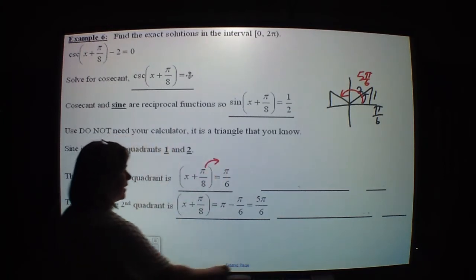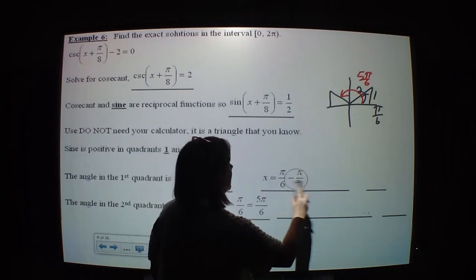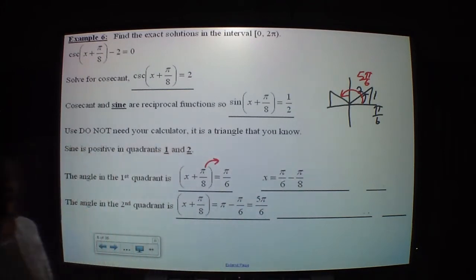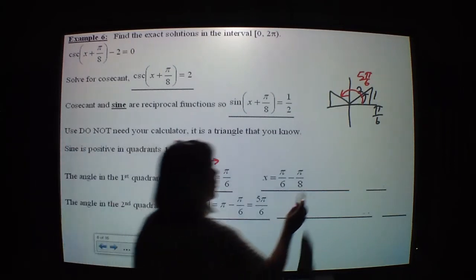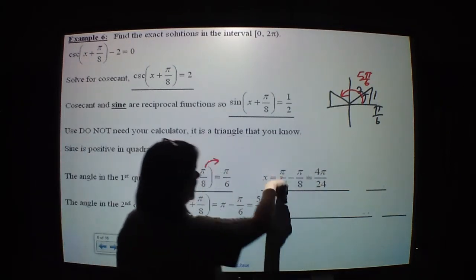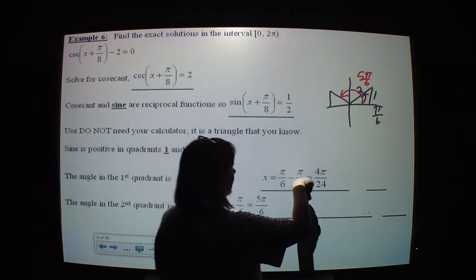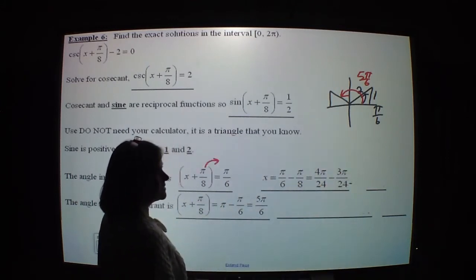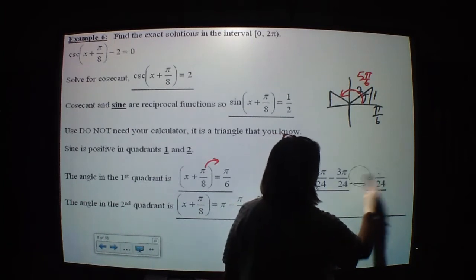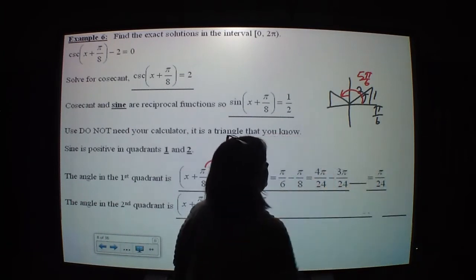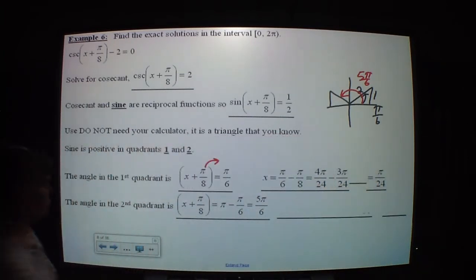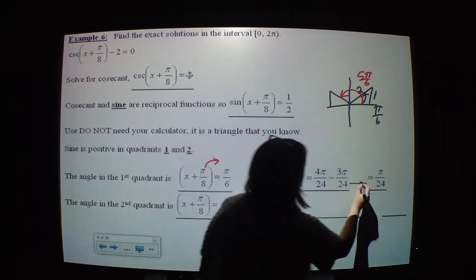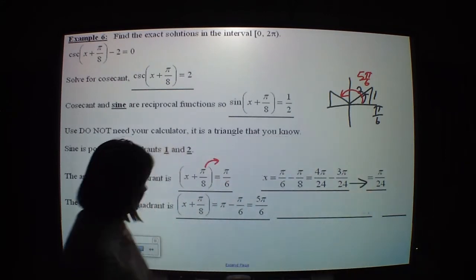So if I subtract pi/8 and get a common denominator, which would be 24, I could write that as 4/24 pi, and this is 3/24 pi. 4 minus 3 is just 1, so it's 1 pi over 24. So there's the answer right there.